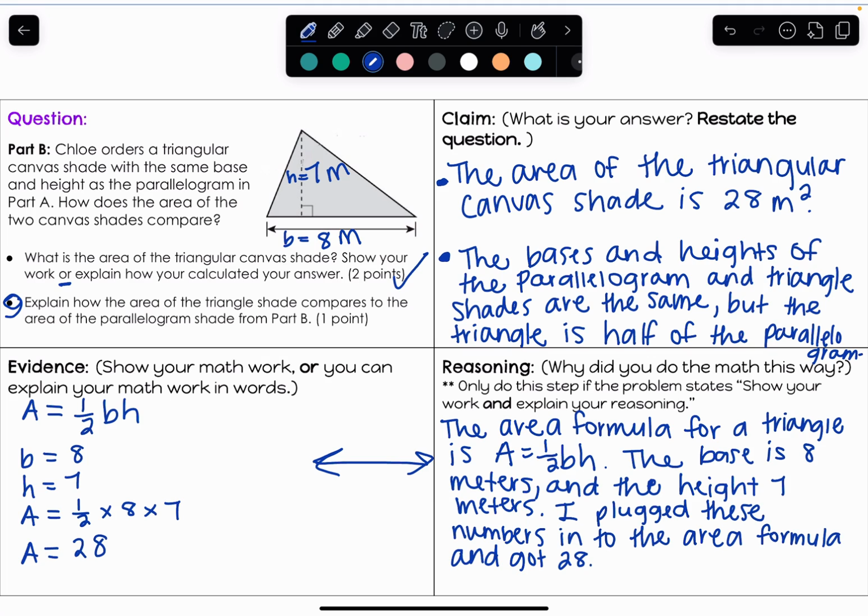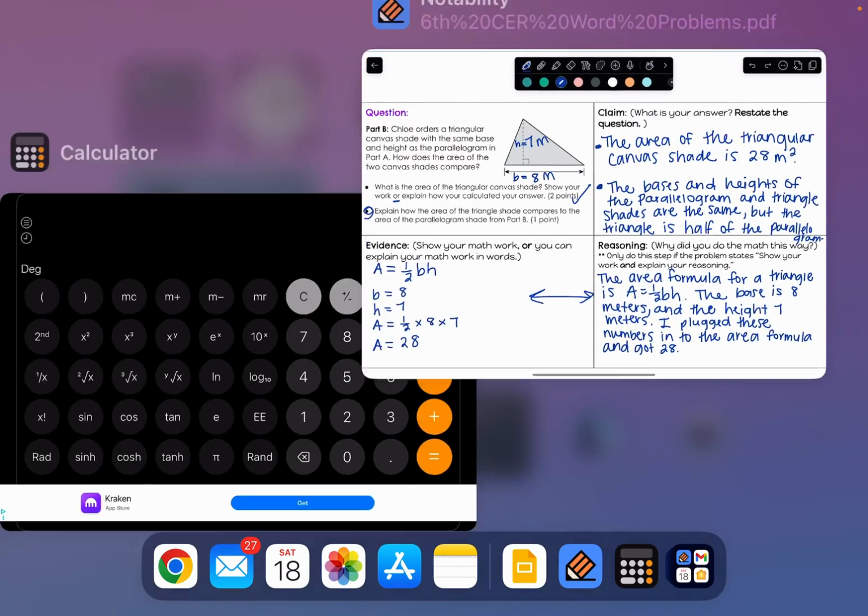So whenever you're comparing, my best advice is to think about at least one thing they have in common, and at least one thing that's different. Okay, that's how you compare the base and the height. They really wanted you to know from this problem that the only difference between a parallelogram and a triangle is that a triangle is half of the area. We split it in half. And let's double check that.